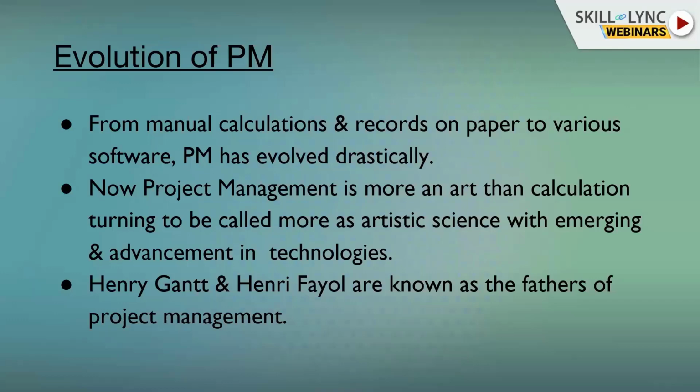From manual calculations to records on papers, and then to software, project management has evolved from various basic things to a digital level. We were doing manual calculations earlier, and now we are using various software like Ecosys, Primavera, and Microsoft Project to analyze and understand the projects, to understand why things are going a certain way, and to control and monitor them. So this is the evolution of project management.